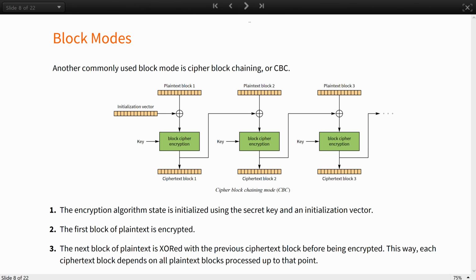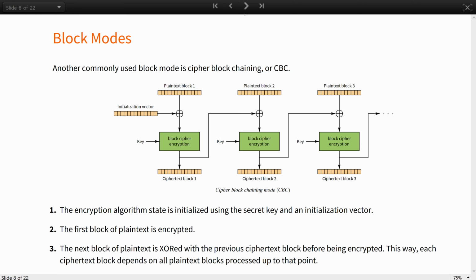A commonly used block mode is cipher block chaining mode, or CBC. Encrypting large input data with a cipher operating in CBC mode works as follows. The encryption algorithm state is initialized using the secret key and an initialization vector. The first block of plaintext is encrypted, and the next block of plaintext is XORed with the previous ciphertext block before being encrypted. This way, each ciphertext block depends on all plaintext blocks processed up to that point. Then the next portion is encrypted, and the encryption result is again XORed with the next plaintext block, and so on, until all the input data is processed.